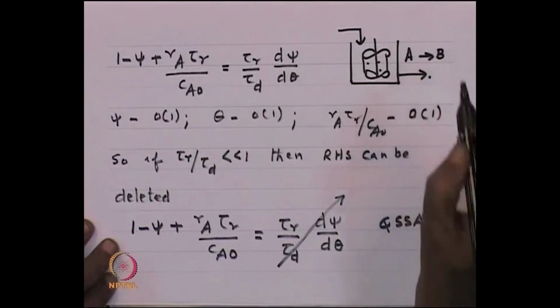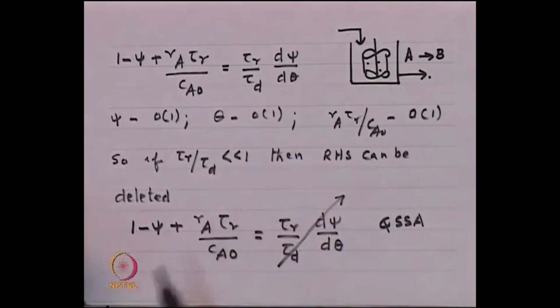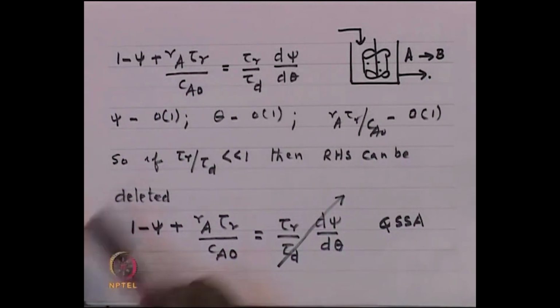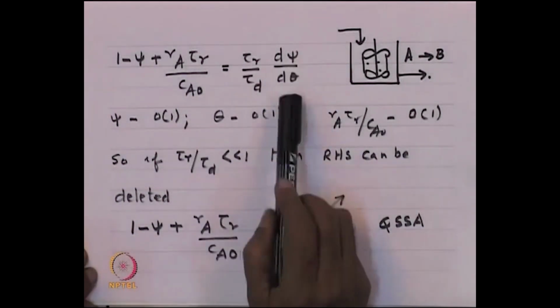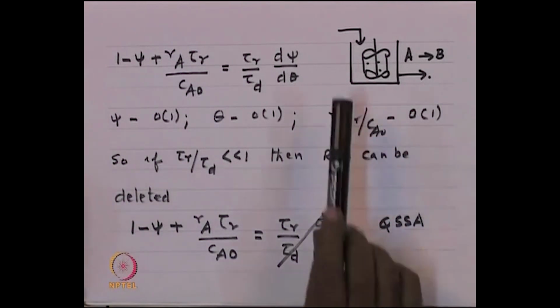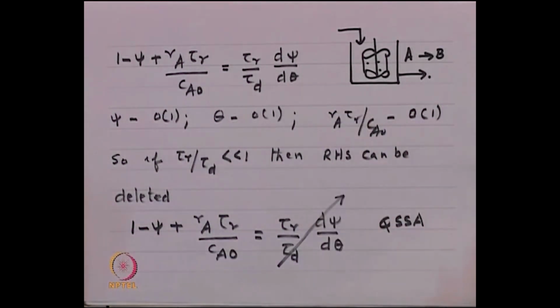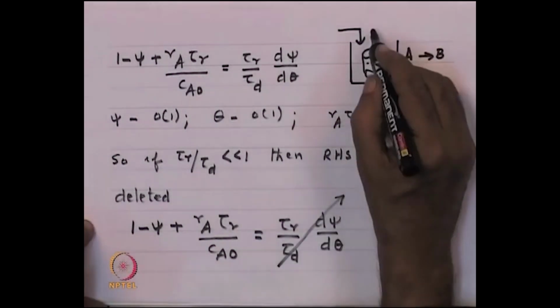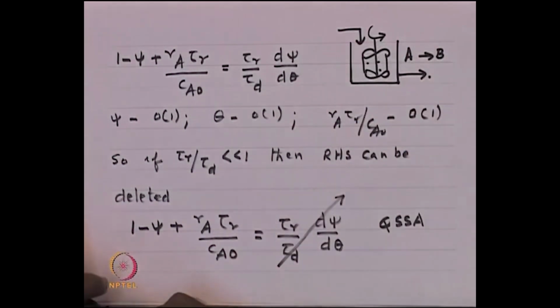All right. So, this represents 1 minus psi plus R A tau r by C A 0 equal to tau r by tau d times d psi by d theta, which is the statement of the unsteady state material balance for the material that is happening inside this reaction equipment. Now, if you look carefully, what do we find?